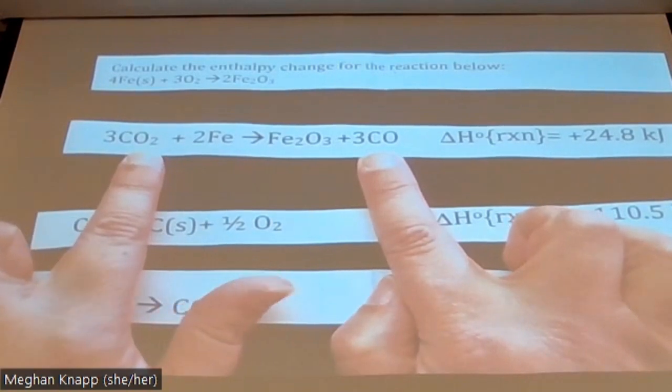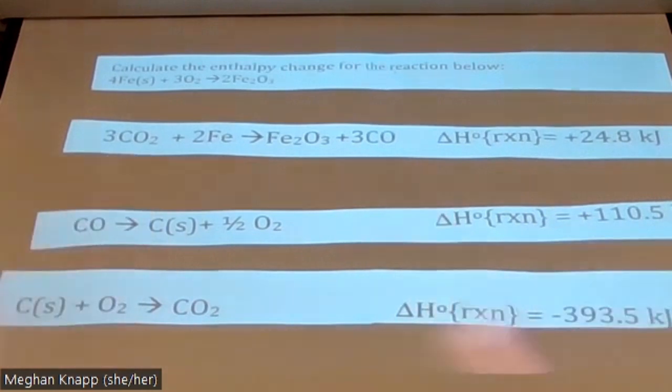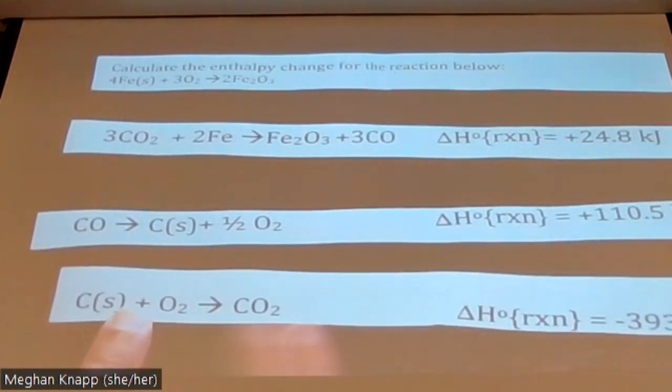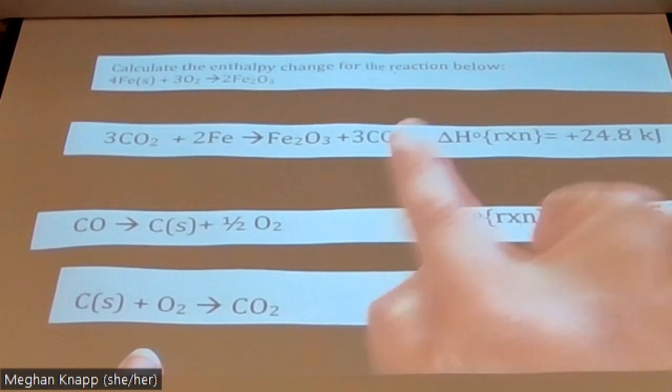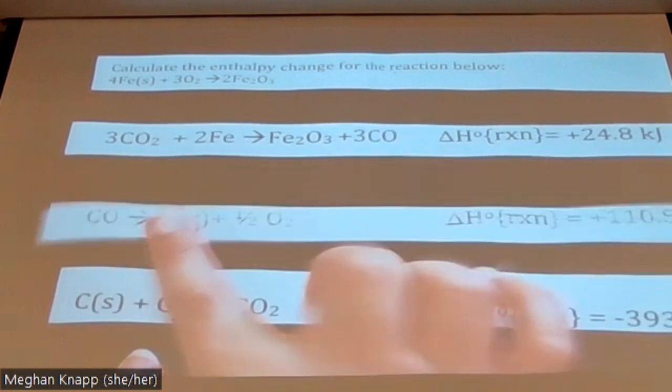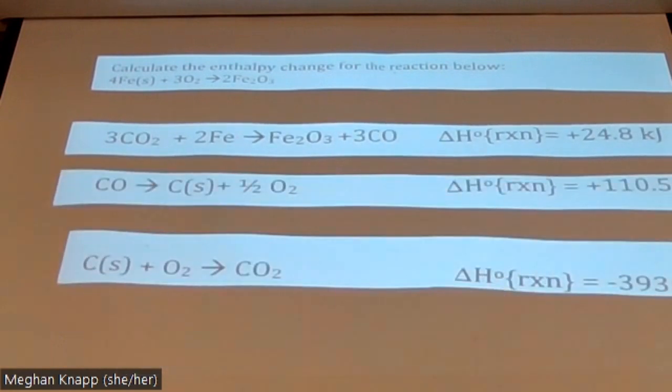The way you're going to do that is CO2 is a reactant in this equation, so I need CO2 to be a product here. CO, carbon monoxide, is a product here, so I need it to be a reactant here. Okay, so these are facing the right direction, and you can copy them down onto the paper, but then you have to figure out how to get the numbers right.